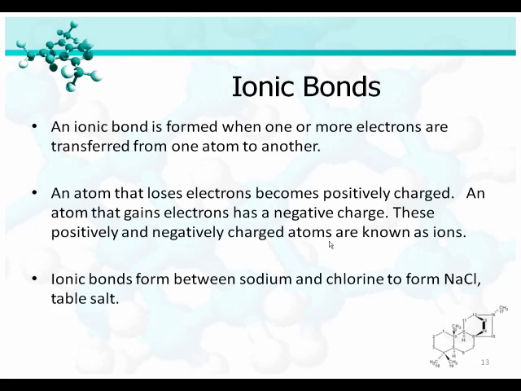An ionic bond is formed when one or more electrons are transferred from one atom to another. An atom that loses electrons becomes positively charged. An atom that gains electrons has a negative charge. These positively and negatively charged atoms are known as ions. Ionic bonds form between sodium and chlorine to form sodium chloride, table salt, as you saw in the previous slide.